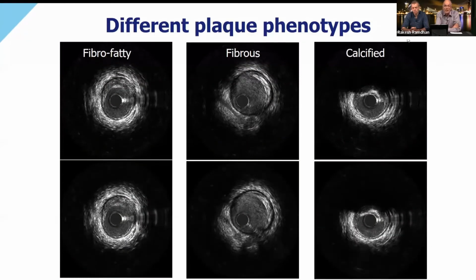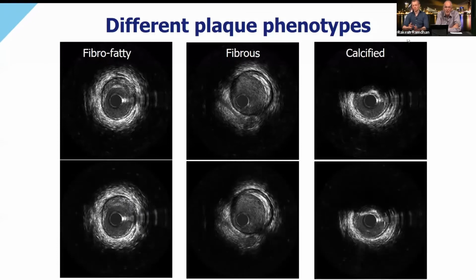If we start on the left, then we see a cross-section there. The top one is a still frame, the bottom one is the moving frame. You can recognize the IVUS catheter, the guide wire at 3 o'clock, and the outside, the media, that dark line on the outside of the vessel. But now from 9 to 3 o'clock, you see a plaque.